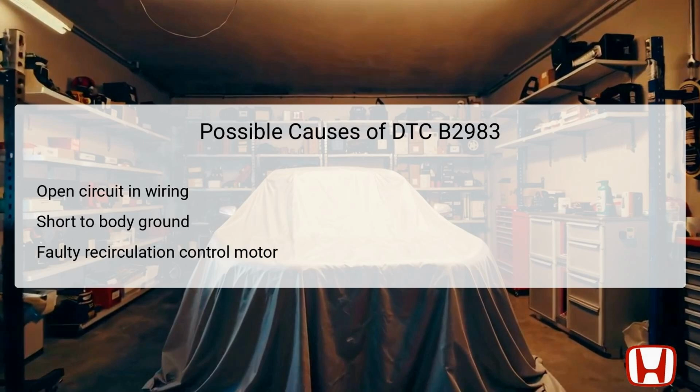Identifying the causes of DTC B2983 involves understanding the potential failures in the circuitry related to the recirculation control motor. One possible cause is an open circuit in the wiring that connects the climate control unit to the recirculation control motor. Such disconnections can occur due to wear, corrosion, or other physical damage. Additionally, a short to body ground could also lead to the activation of this code, where the wiring inadvertently touches the vehicle's chassis. Lastly, a malfunctioning recirculation control motor itself can be the root of the problem, leading to it not responding properly to commands from the climate control unit. Understanding these causes helps narrow down the potential failures during troubleshooting.